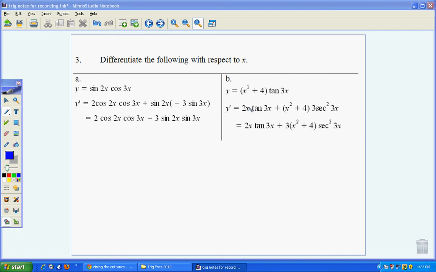Again, the product rule here, there's our first function and our second function. Derivative of x squared plus 4 is 2x times the tan 3x, and our first function times the derivative of tan 3x, which is 3 sec squared 3x. You can put the 3 out the front and clean it up there.